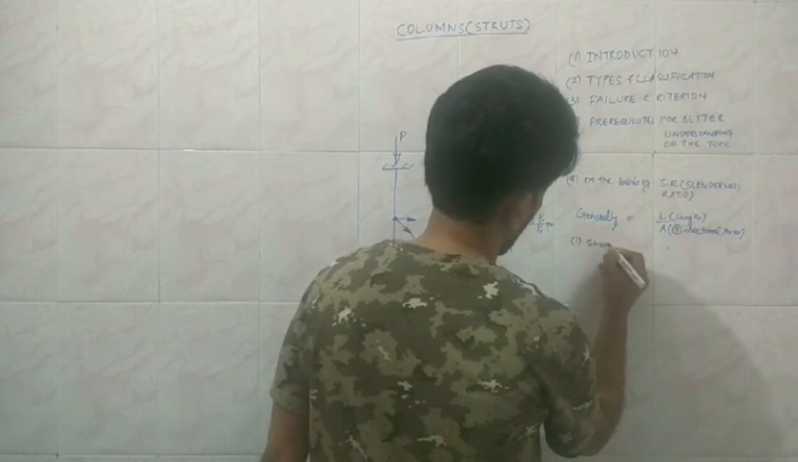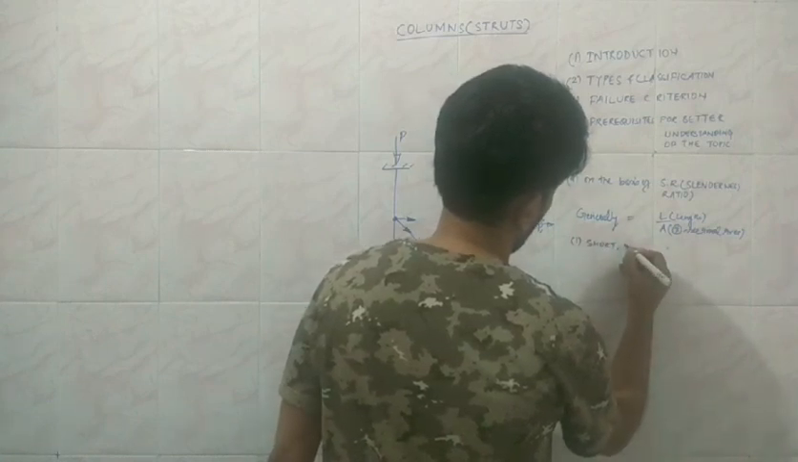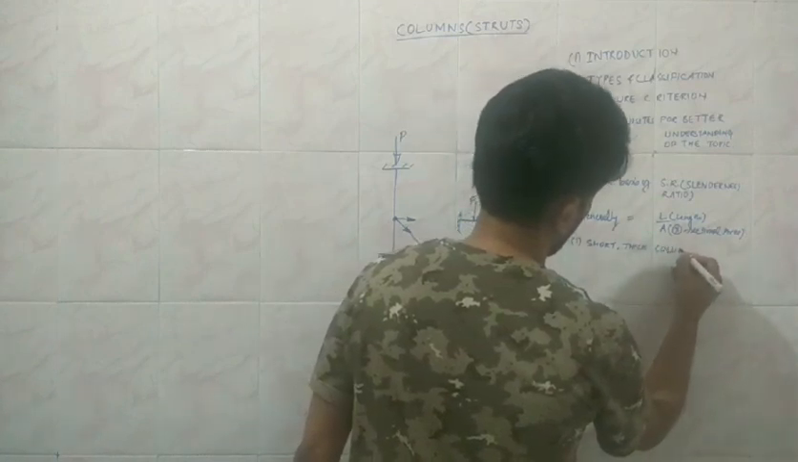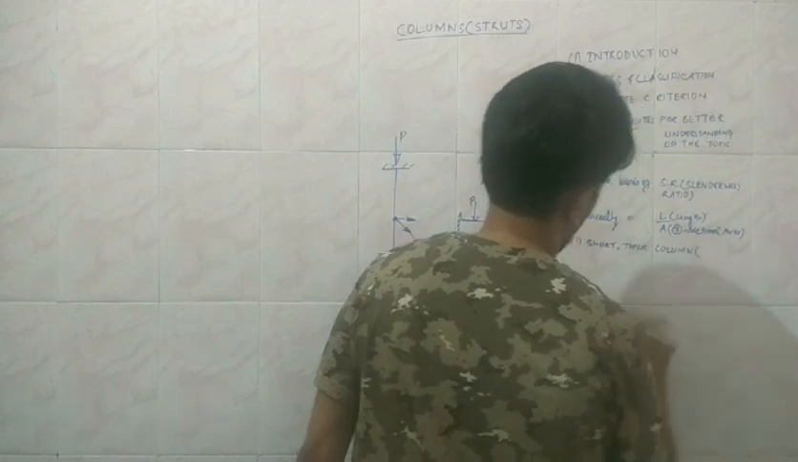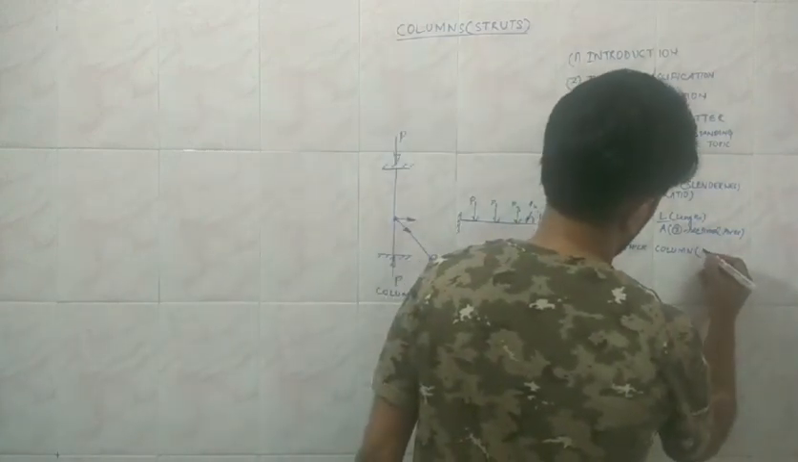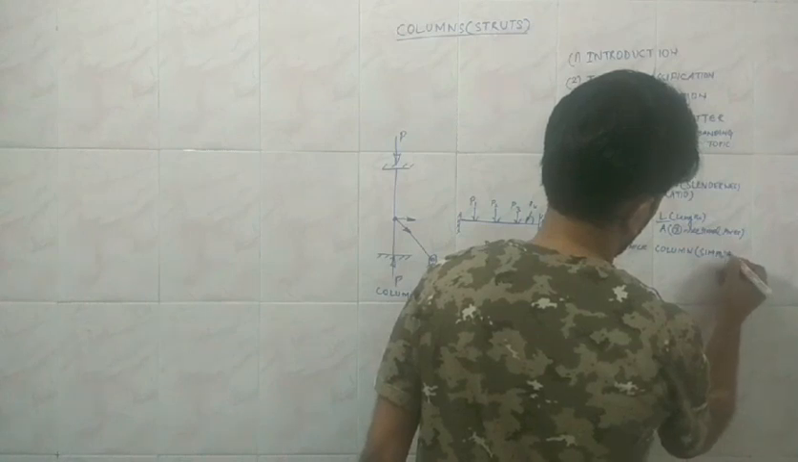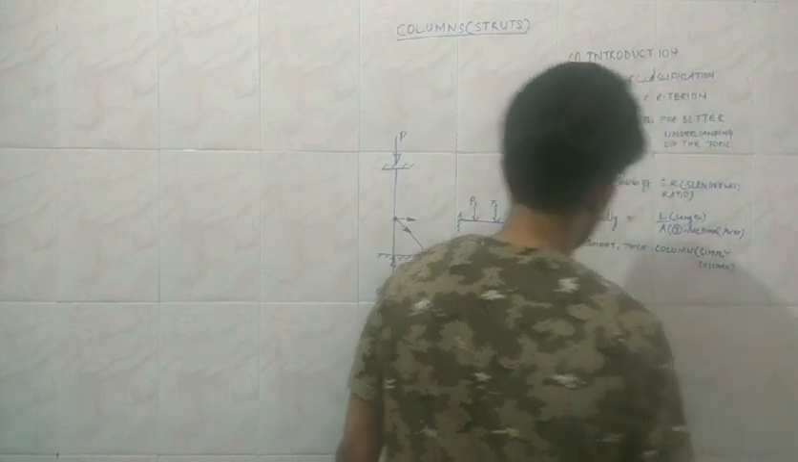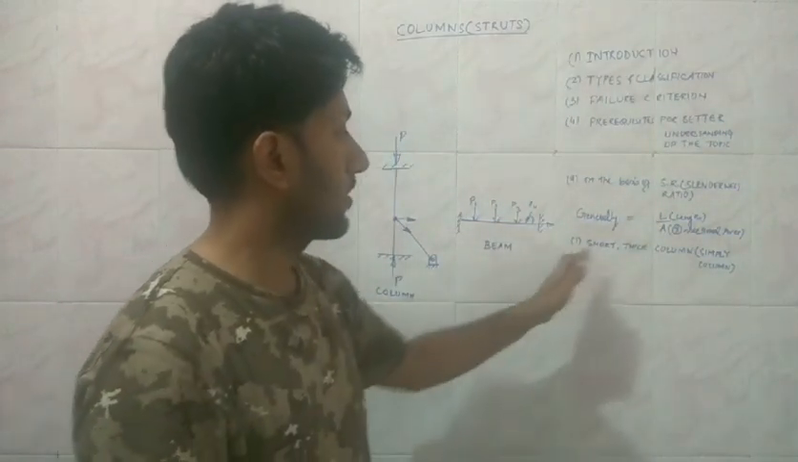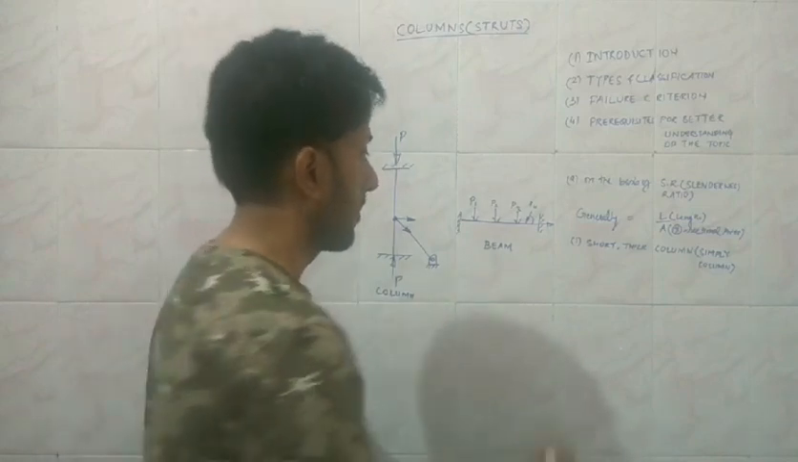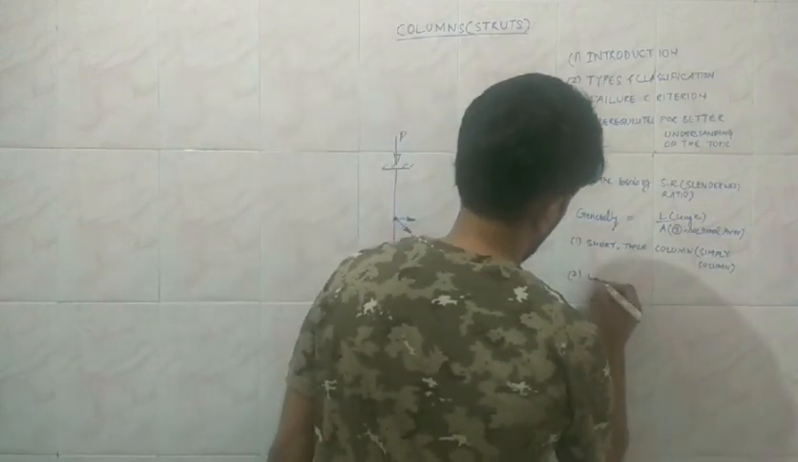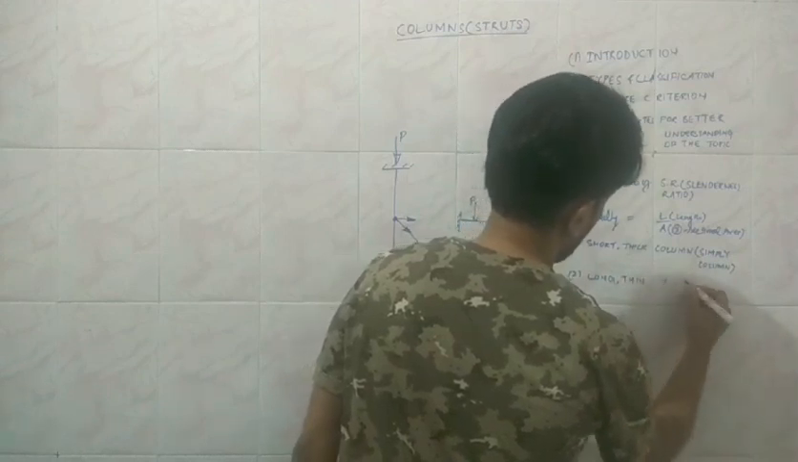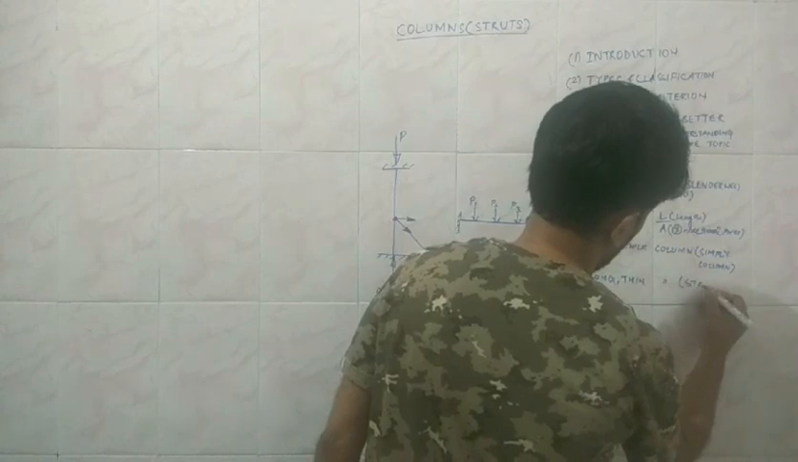short, thick column, which is simply called a column also. Instead of calling it short and thick, they are simply called the column. The second category is long, thin columns, which are also called the struts.